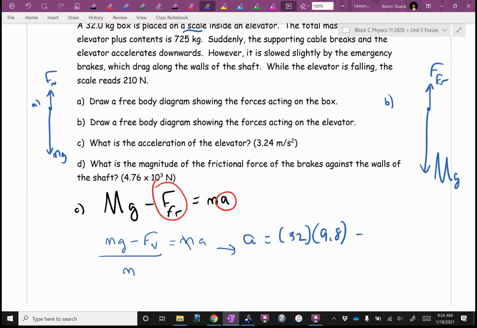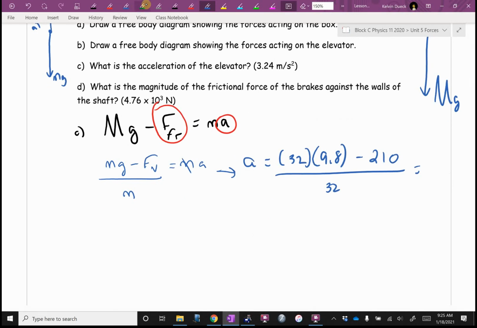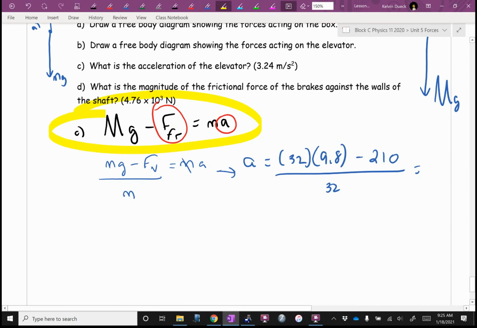What does a scale measure? A bathroom scale, when you stand on it, what does it measure? Did they tell me what the scale measured? In this question, did they tell me what the scale reads? Oh, they told me the normal force. That's where the 3.24 came from. Okay? And then once you've got the 3.24, you can go back to this equation and get friction by itself, swappy dance, because there's a minus sign in front of the friction.